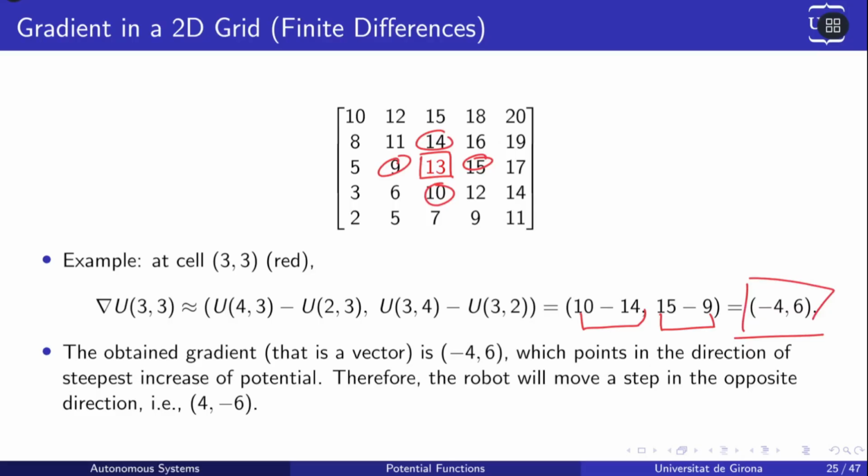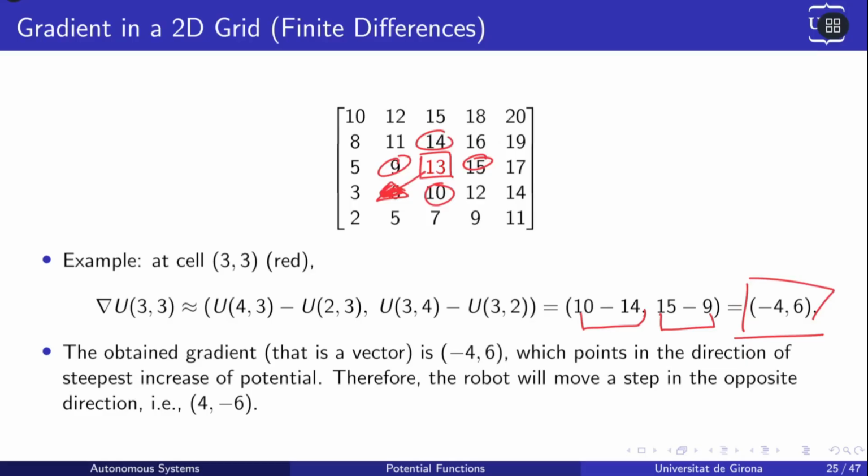Because we want to follow the minimum, what we do is just invert that. Instead of moving with a vector pointing minus 4, 6, we move with a vector pointing 4, minus 6. Then 4 is positive, it's down, and minus 6 is left, so we will move in this direction. We are not going to move 4 positions and 6 positions. We are just going to move a step towards this direction.